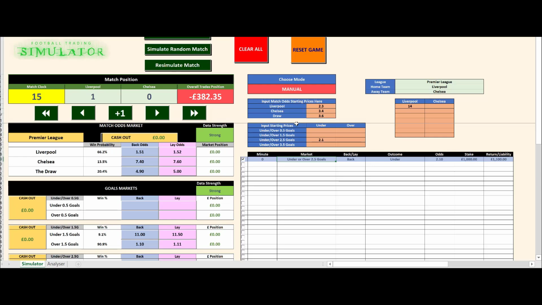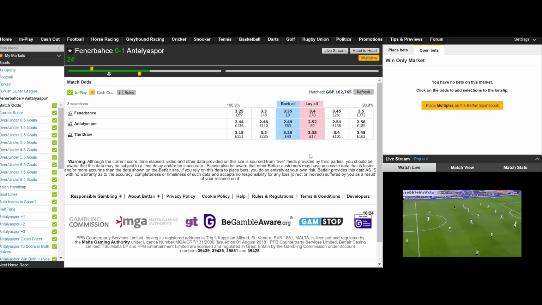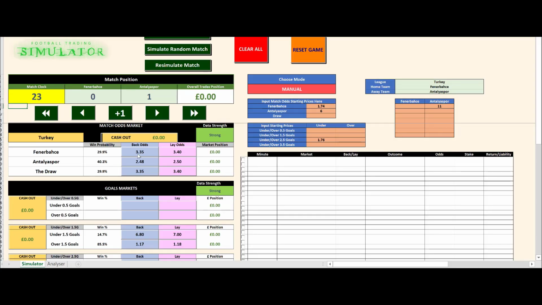So this is the part that's definitely perfect for beginners. But you can also use it to help you predict the future in play as well, depending on the scenario. So if we have a quick look at this market, okay, Fenerbahce against Antalyaspor, 1-0 to the underdog. Fenerbahce out to 3.3, Antalyaspor into 2.5, and the draw at 3.25. Now we've been following this here, and it's pretty similar prices.